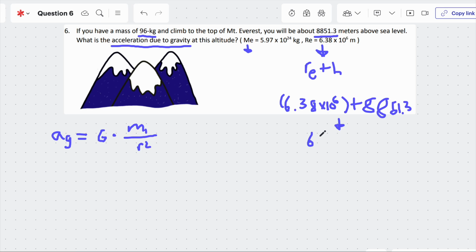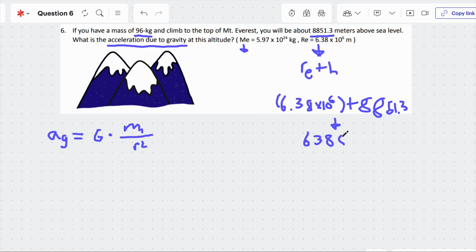We get about 6388851.3. Okay, big number. But this will be our total radius, and that's in meters, away from the Earth. That's how far we are from the center of the Earth, which is where that gravity is starting from.